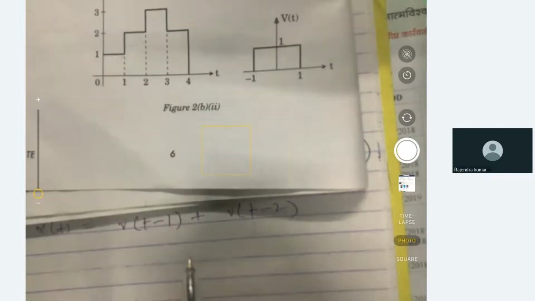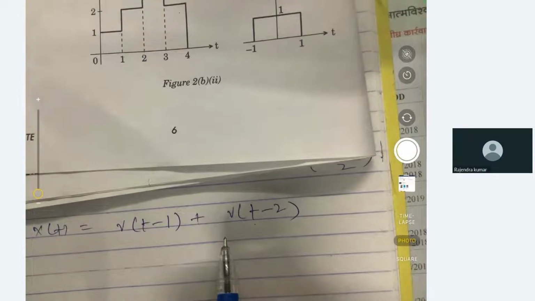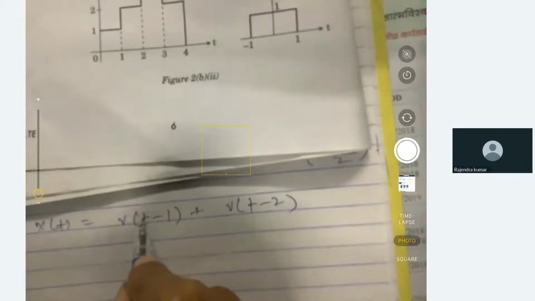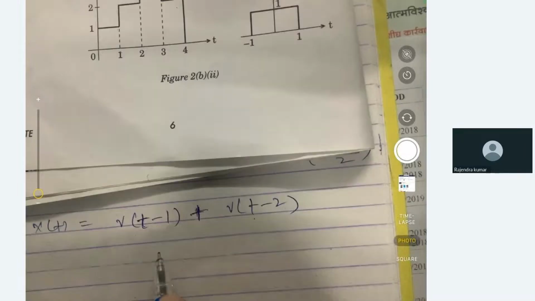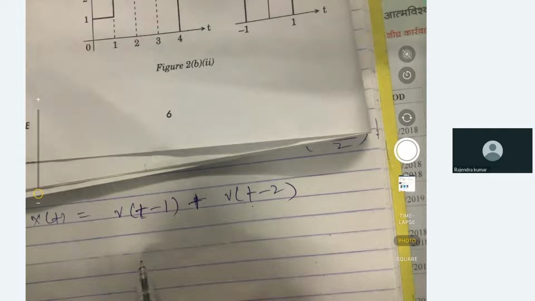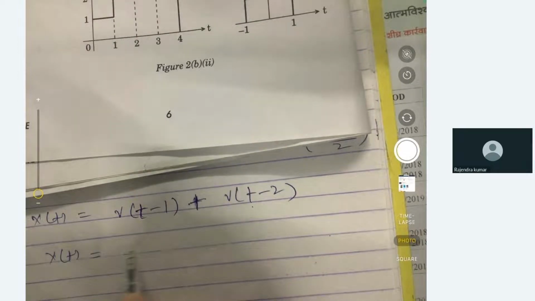Just first write x(t) in terms of u(t). In this case, x(t) will be u(t) plus 2u(t-1) plus 3u(t-2) minus 2u(t-3) minus 2u(t-4). This will be x(t) in terms of u(t).